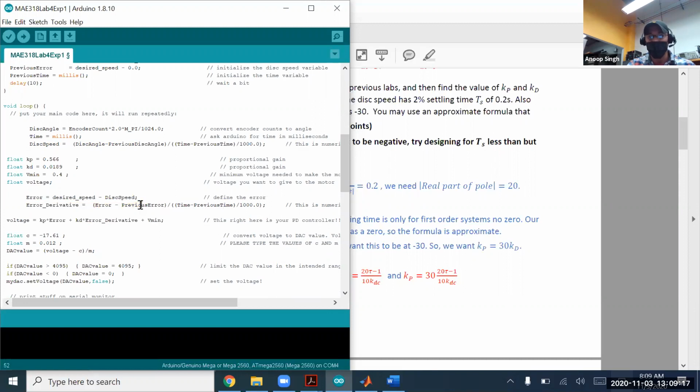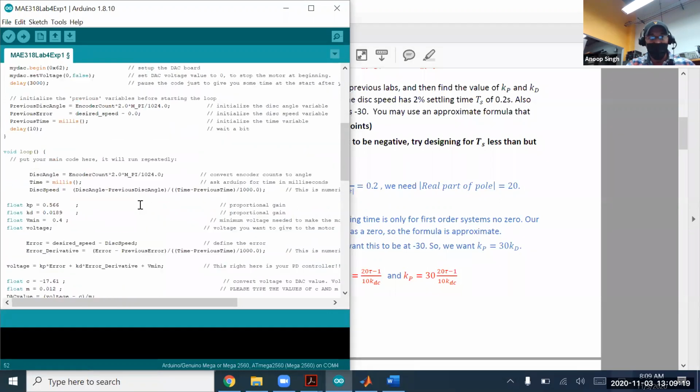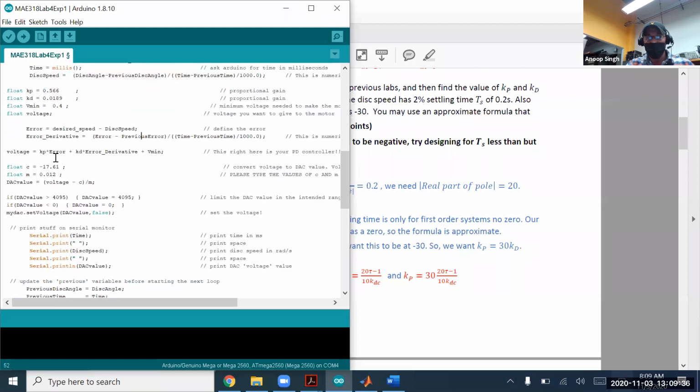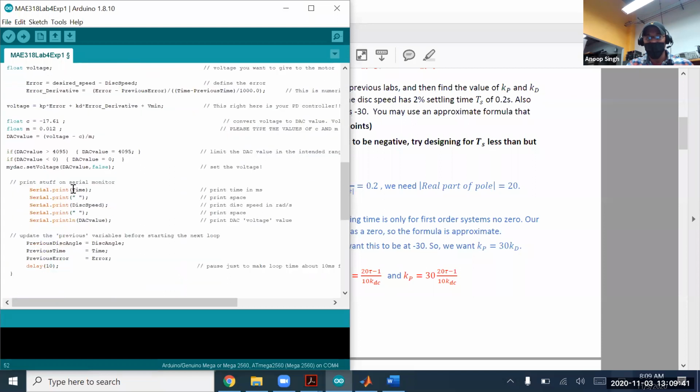So that means we have to keep track of the previous error as well. So we have to have an extra variable, and that's a previous error variable along with the previous angle variable. And that previous error was defined to be desired speed minus 0 because the disk speed was originally 0. Okay, so we have an extra variable which we define, and we're gonna calculate the voltage, convert the voltage into the DAC value using the linear relationship, cap the DAC value, and then provide that DAC value to our motor. And then we print the time, speed, and DAC value on the serial monitor for each loop.